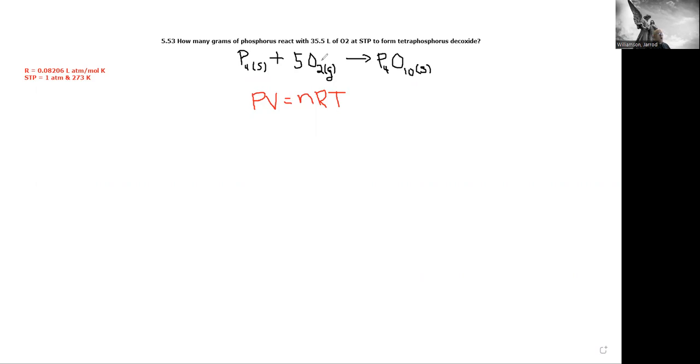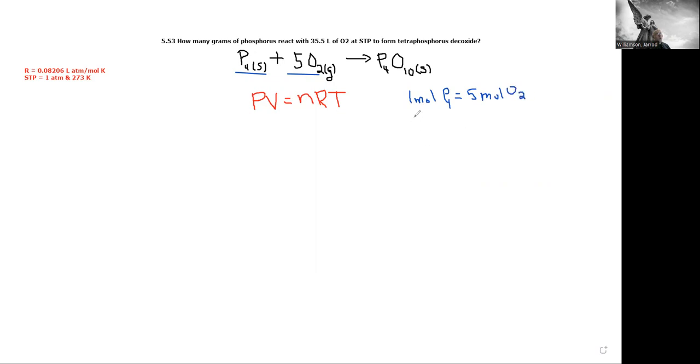So they want to know the relationship between this and this, right? So I know from this that for every 1 mole of P4, I'm going to need 5 moles of O2.